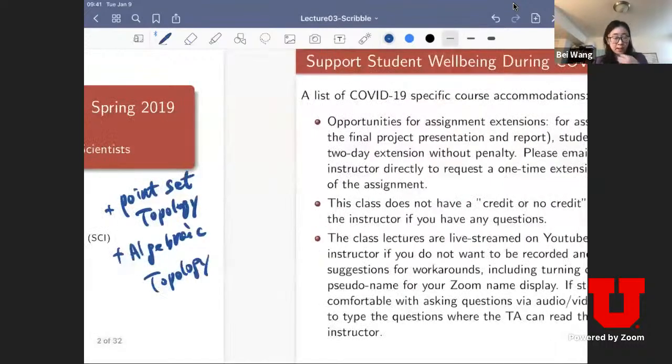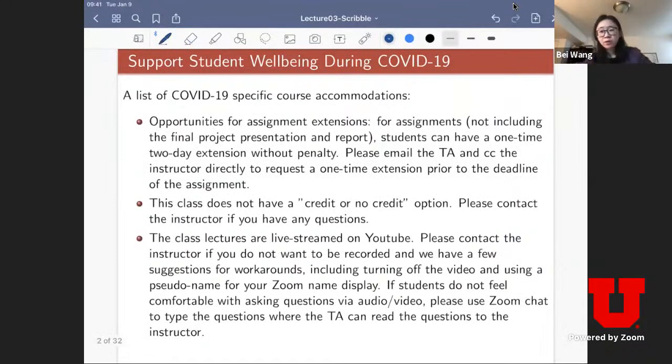Okay. Before I do that, I actually want to also go over verbally some of the specific items I added to the syllabus to support student well-being during COVID. Most likely the whole spring semester is going to be completely online, and hopefully everybody will get vaccinated in the summer. But at the same time, I understand that it's very stressful to go through Zoom meetings and so on. So these are some specific COVID-19 accommodations.